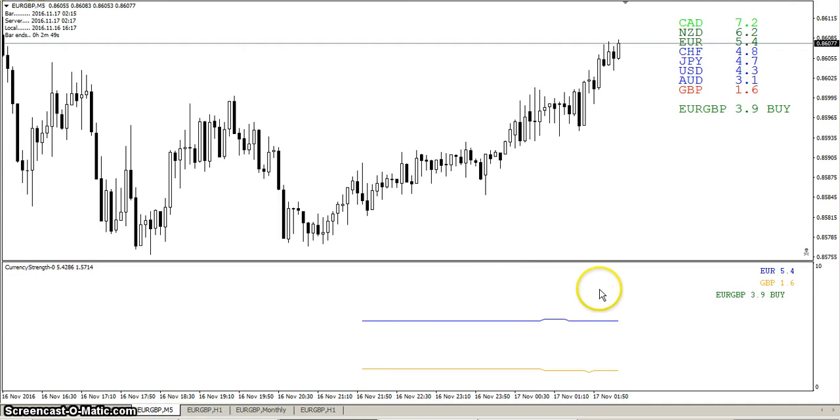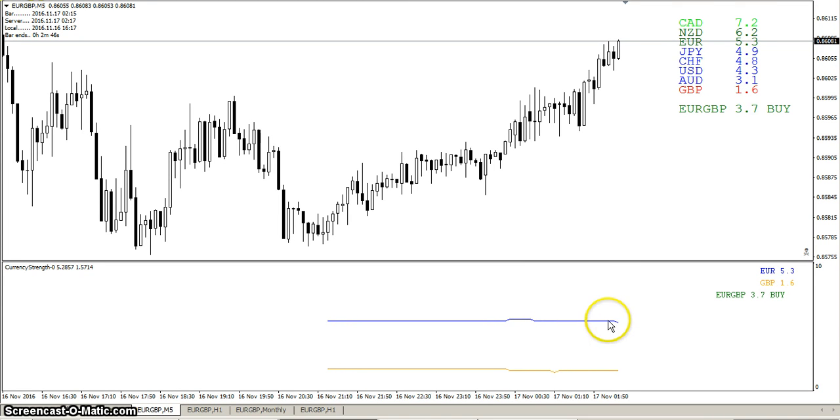So we can come look at this. And you can see here the euro's strong, right? And the pound is weak, and it's going up.